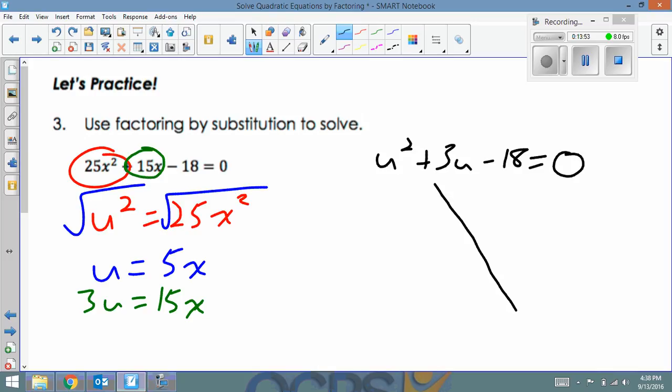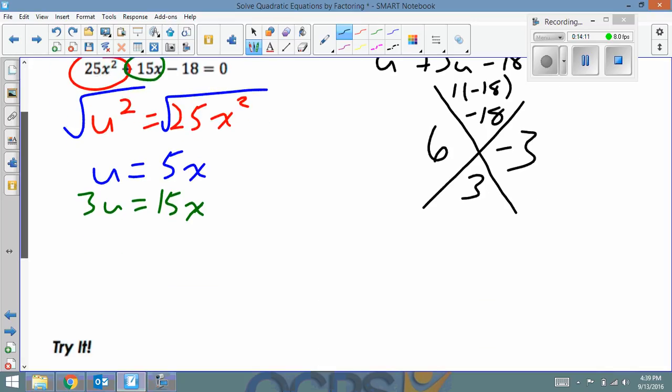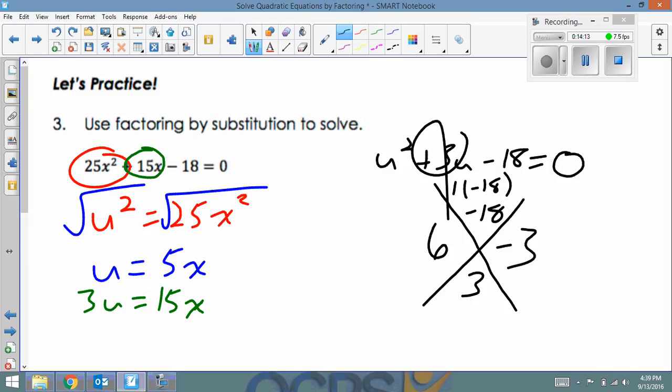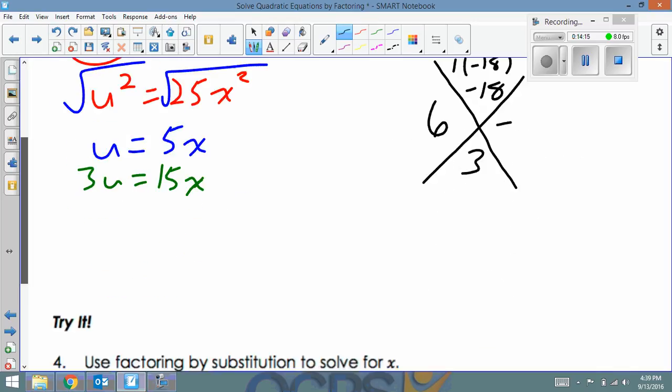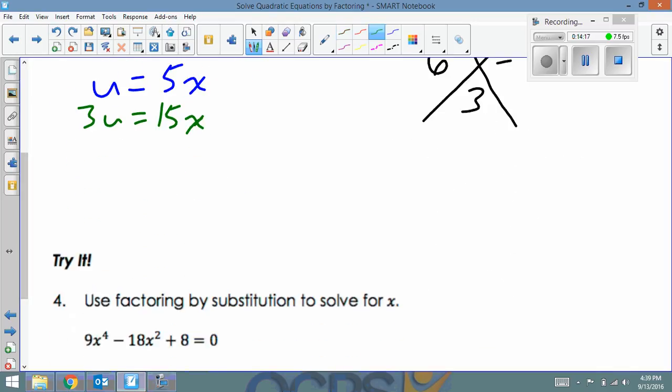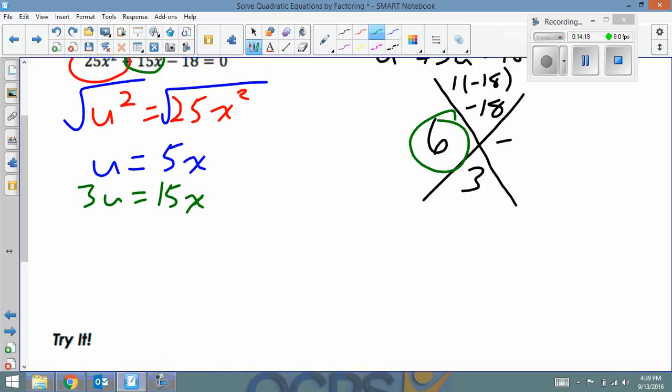So let's go ahead and do this. We know the top one is going to be a times c, so 1 times negative 18, which is negative 18. The bottom is positive 3. So we need two numbers that multiply to get negative 18, but add to get positive 3. So that's going to be 6 and negative 3. So remember, we're going to take each one of these and write it as the denominator of a fraction.